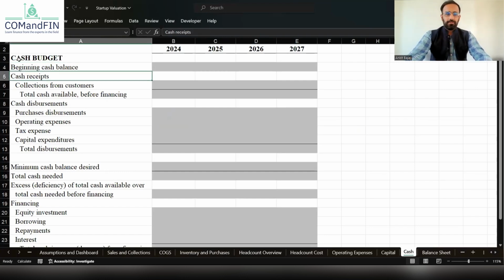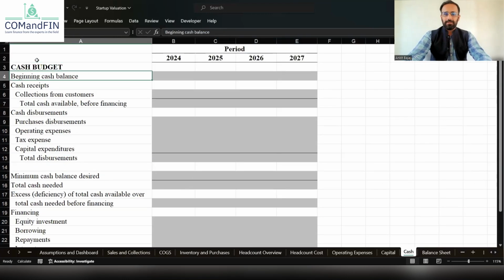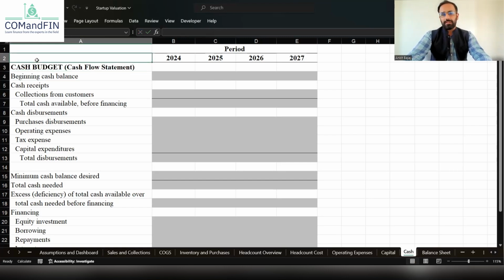So here, if I want to find out the cash balance, ending cash balance, I will do several calculations. I will put several values here and I will be able to find out the cash budget. Now, cash budget is very similar to cash flow statement. We have done a detailed discussion on cash flow statement and those concepts I will be using here. I will also prepare cash flow statement, but let's first start with cash budget.